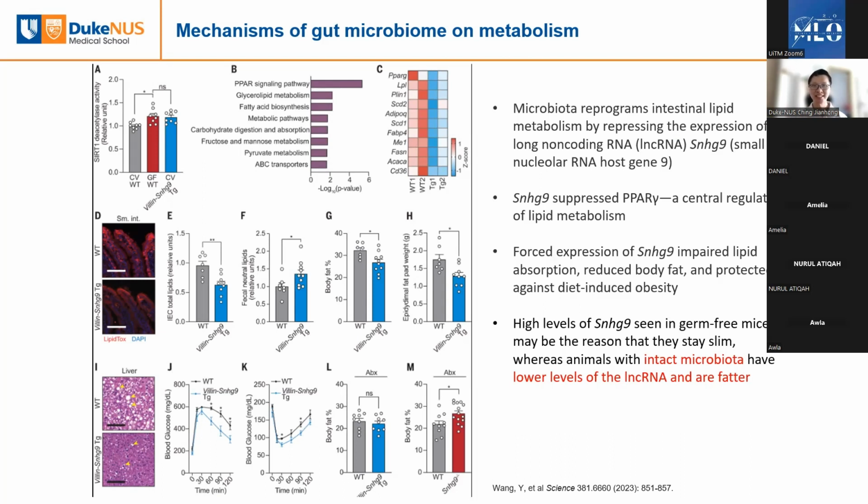And this SNHG9 suppresses PPAR gamma, a central regulator of lipid metabolism. When the gut microbiota is not present, or when there's forced expression of SNHG9, so you purposely increase the expression of SNHG9, that impairs lipid absorption and reduces body fat, and thus this protects against diet-induced obesity. So in the mice where they remove all the bacteria, they stay slim, whereas the animals with intact microbiota have lower levels of the lncRNA and are fatter.